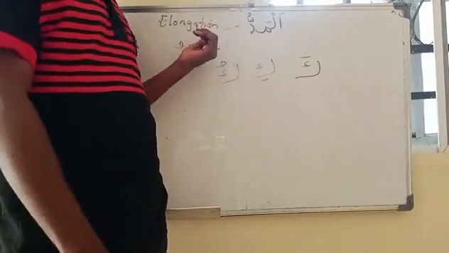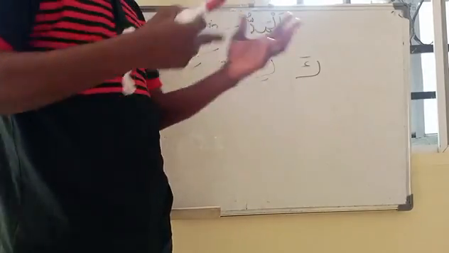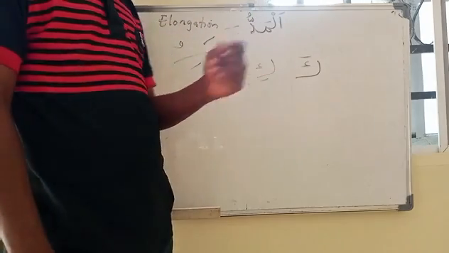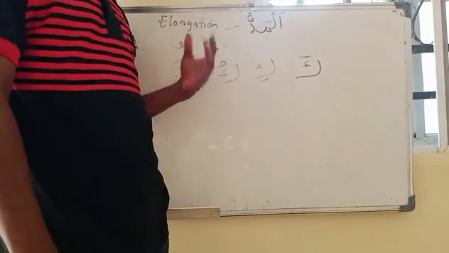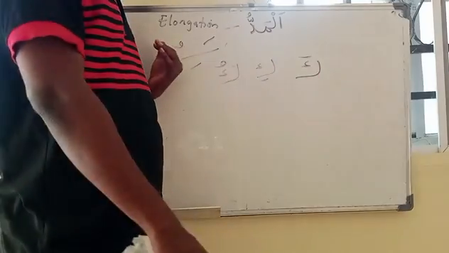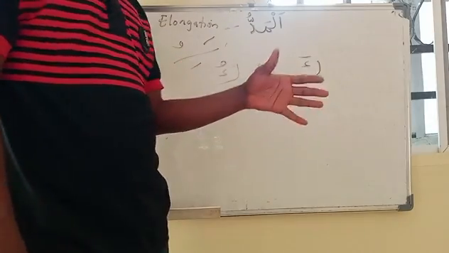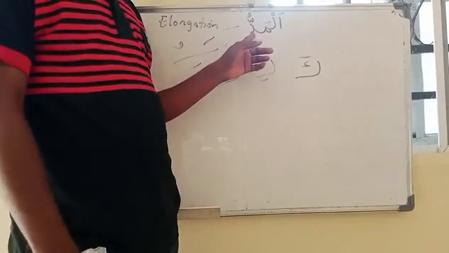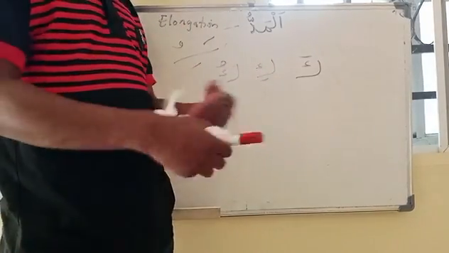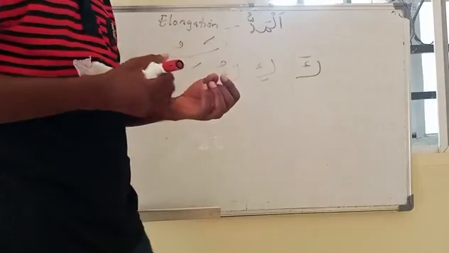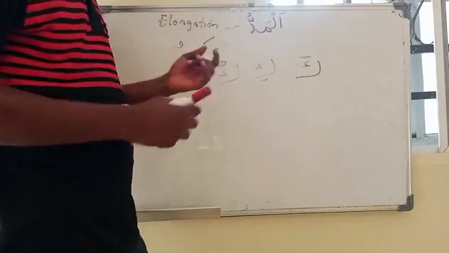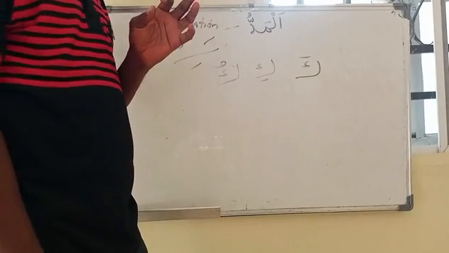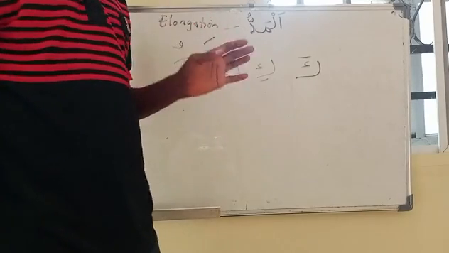So what if we want to elongate the sound A? We have A, so what if we want it longer? We have E, what if we want it longer? We have O, what if we want it longer? That is what we call elongation, and that is alamadu or maddat. Whenever we want to prolong the A sound, the fatha sound, we introduce a mother.